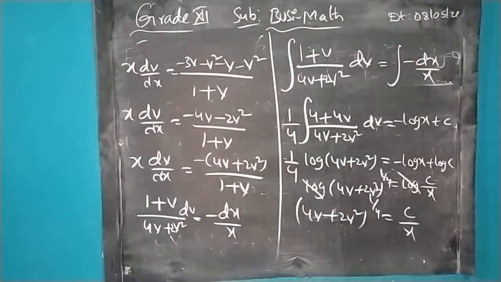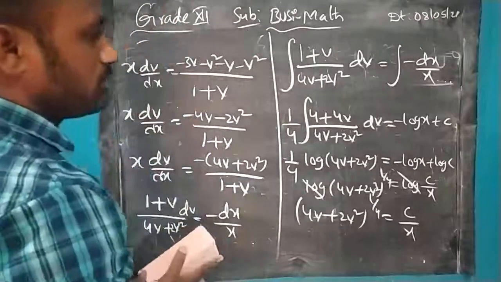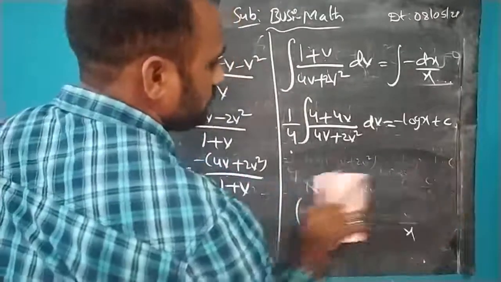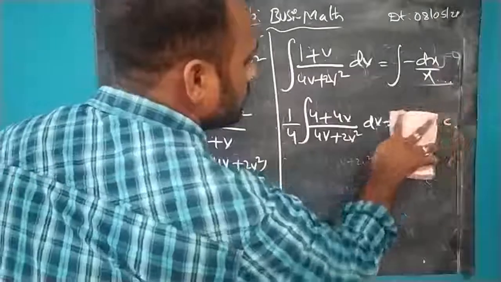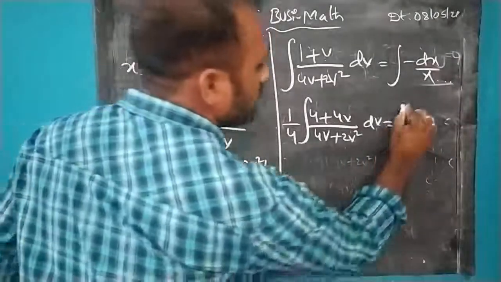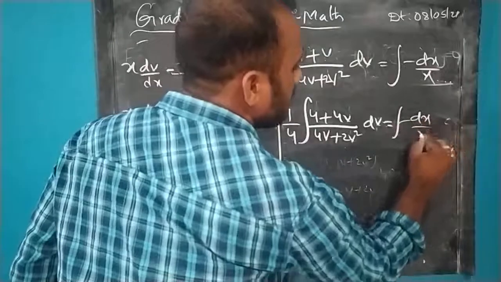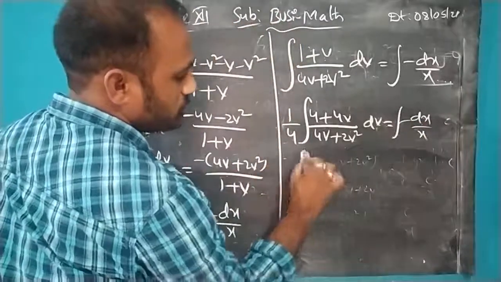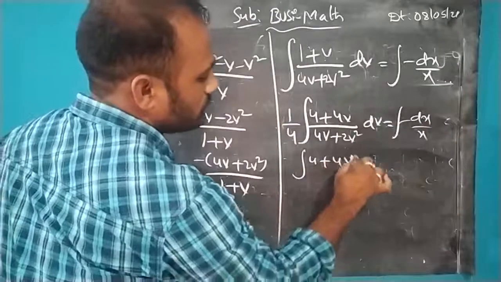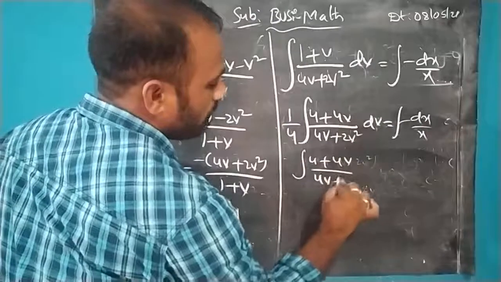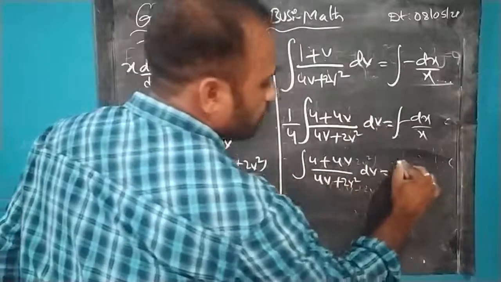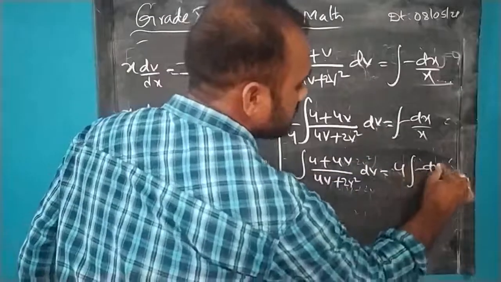Now in this, whole power 1 by 4 is there, so it's somewhat tough for us. So let us perform like this. Let us not do the operation here. Let it be as such, minus dx by x. So this 1 by 4 will transpose to that side. So what will it become here? (4 plus 4v) by (4v plus 2v square) dv is equal to 4 integral of minus dx by x.